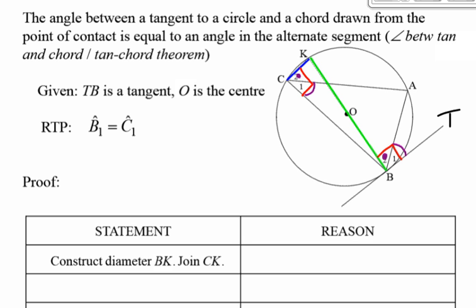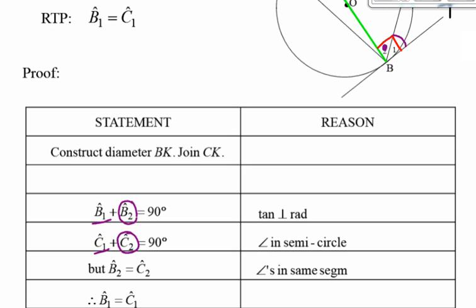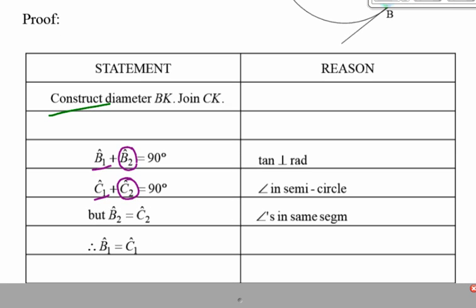Now let's just recap what we did in this proof, because remember in an exam or a test, it's going to look a little bit different, it's going to be labeled a little bit differently. So let's just go through the chunks of this proof that we did. First we did our construction. We constructed the diameter and we joined C and K. We wanted to make that triangle. Then what we did was we had a look at our 90-degree angles. Where were they? But hang on a second, we had two other angles that were equal. Led us straight to our conclusion.